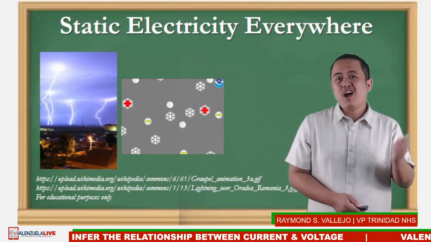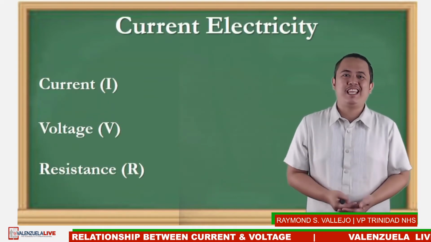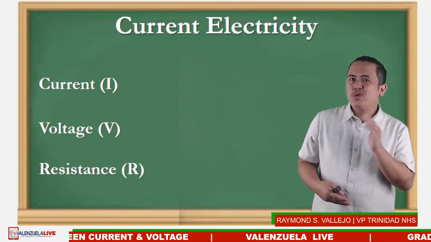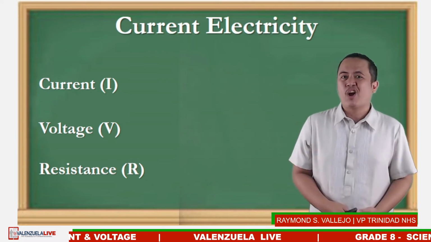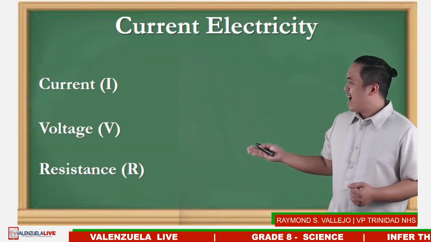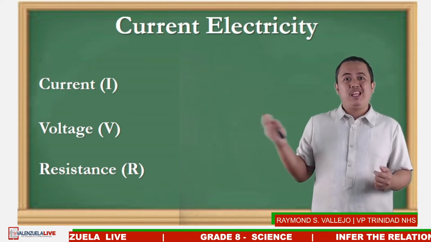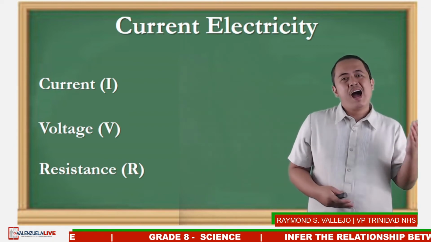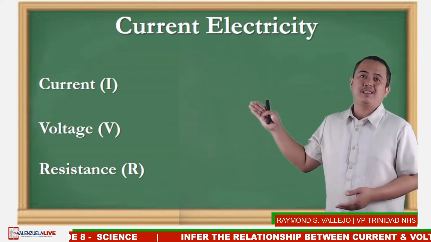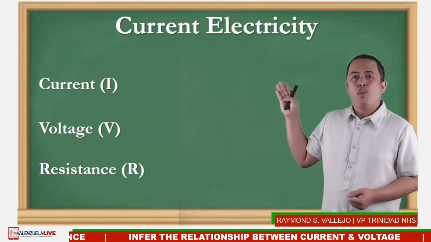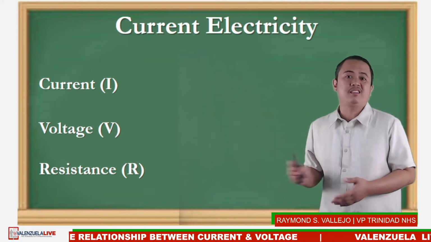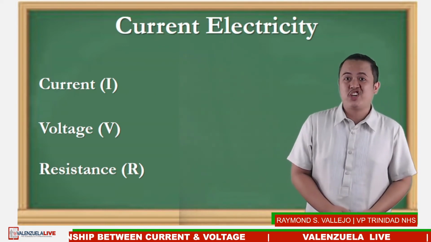Now, let's talk about current electricity. This is a familiar kind of electricity to us because we use this in our electrical devices at home. Current electricity has measurable properties that we need to study to understand how current electricity works. The first property is the electric current. We will talk about the other properties, voltage and resistance, in our next session.